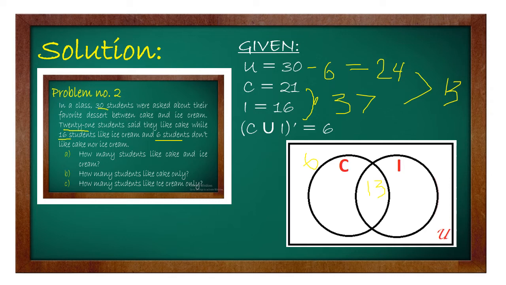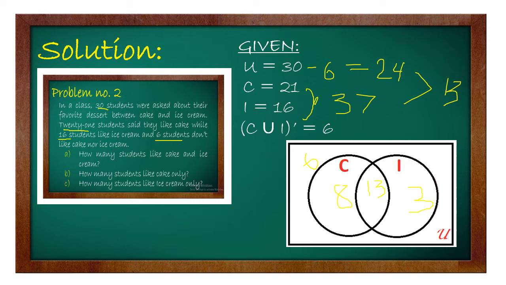Then, after that, na mailagay na natin yung intersection natin, ilalagay naman natin yung sa set I. It says na ang set I natin ay equal sa 16. Pero may 13 na tayong nailagay. Ibig sabihin, 3 na lang ang ilalagay natin sa I only. Next is the set C. Sa set C natin, ang total niya ay 21, pero nakapaglagay na tayo ng 13. So, 21 minus 13 is equal to 8.